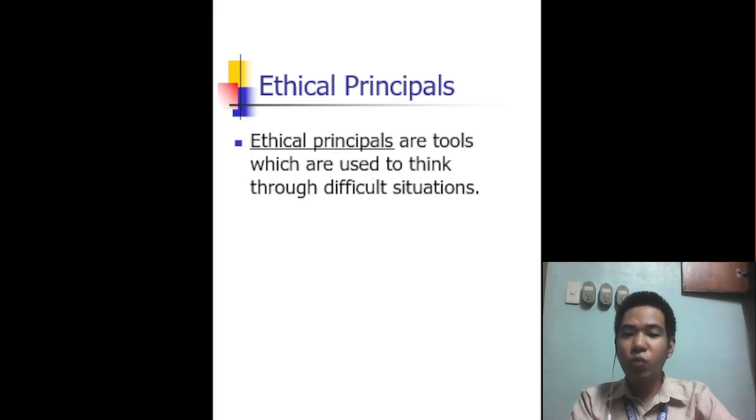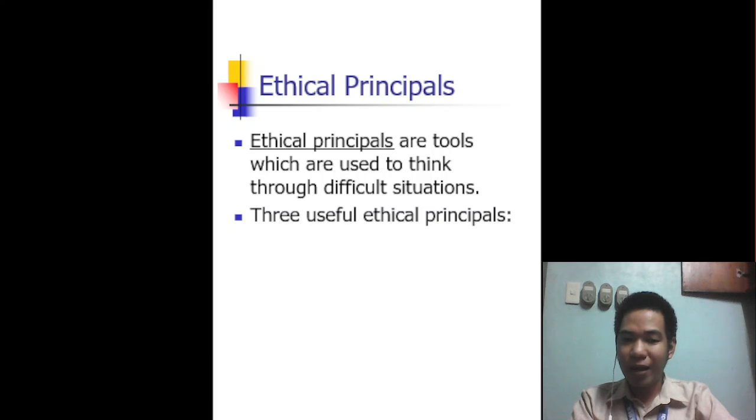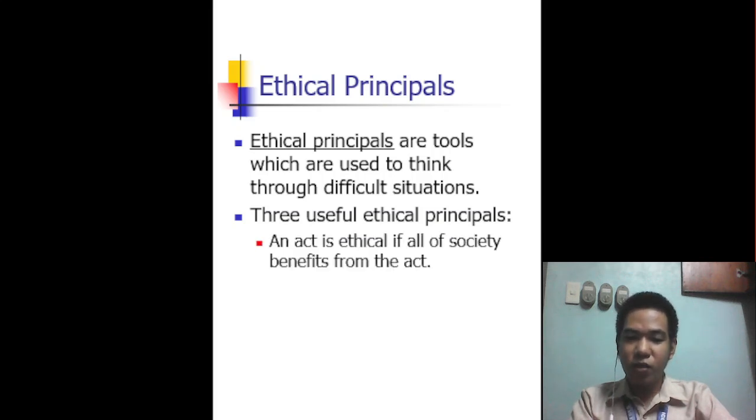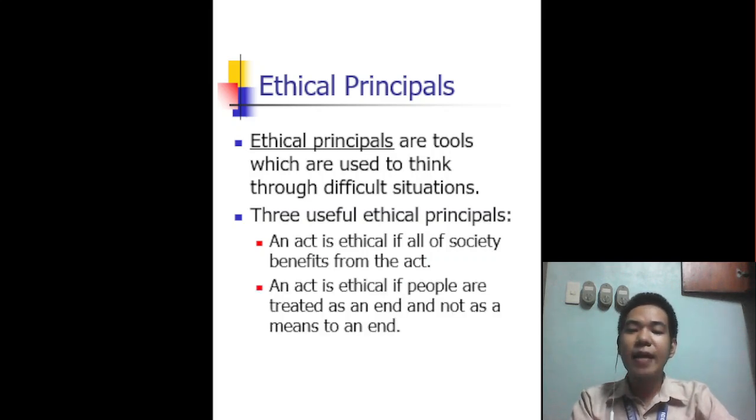There are also three ethical principles that we should follow when we are in a moral crisis or in a difficult situation. The first one is an act is ethical if all society benefits from the act, which is correct. Let's check our example last time. Robin Hood is stealing things from the rich people, right? And he is giving it to the poor people. That did not benefit the society because one person is being aggravated, and that is considered to be ethically wrong.